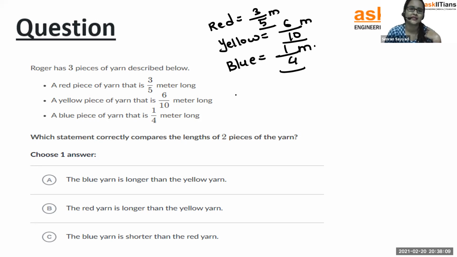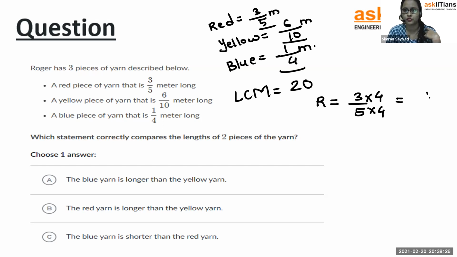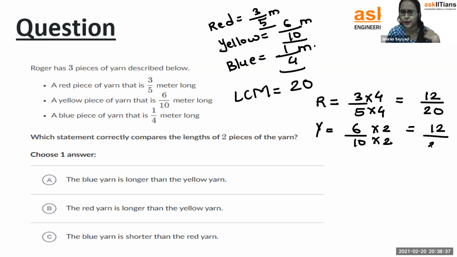No. So let's get the LCM. What's the LCM? The LCM is 20. Correct, students. So how is it going to work? Red will be 3 by 5 into 4 into 4. So 4 threes are 12, 5 fours are 20. What about yellow? 6 by 10 into 2 into 2. It is going to be 12 by 20 again.